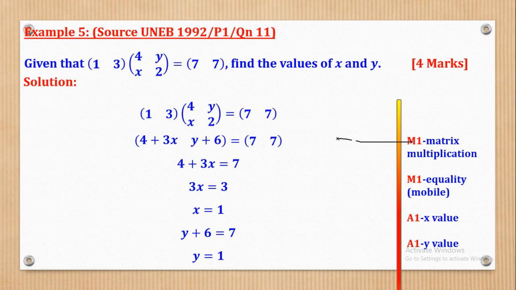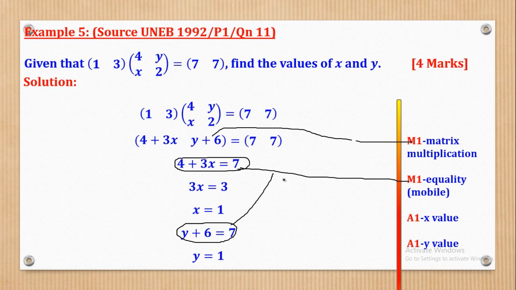So M1 was for matrix multiplication to come up with that, then M1 for equality, and it is mobile, meaning it can be put at this step or at this step. Then A1 was for getting the value of x, and A1 for getting the value of y.